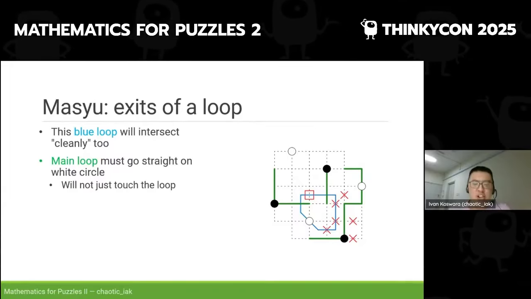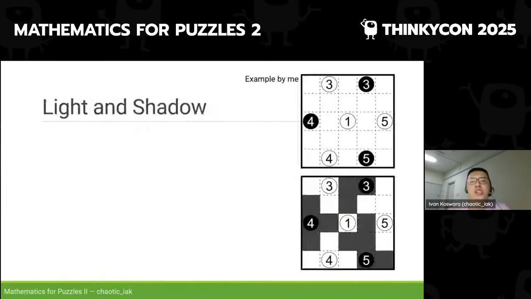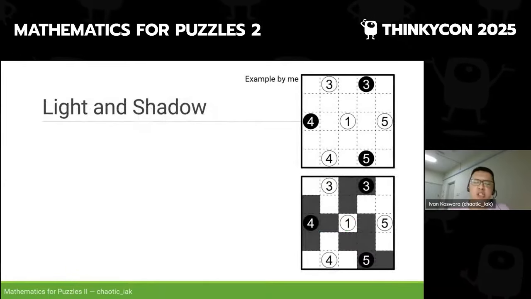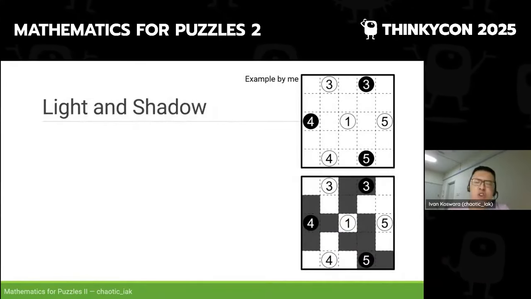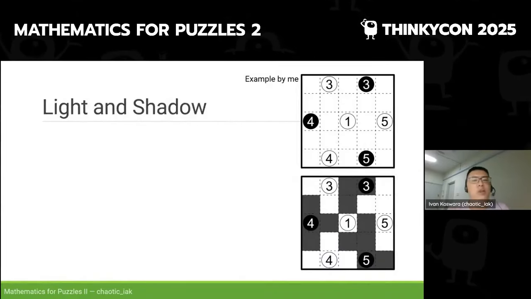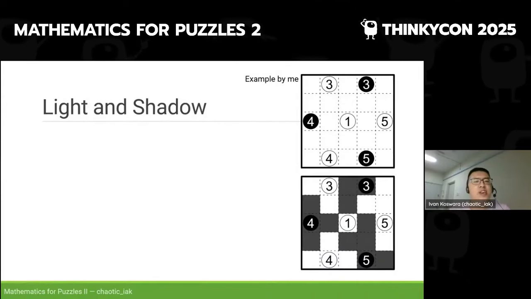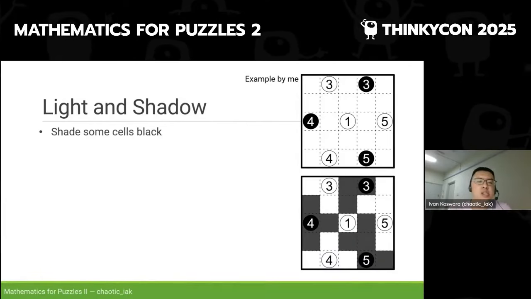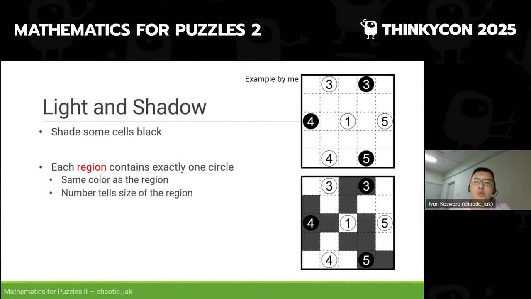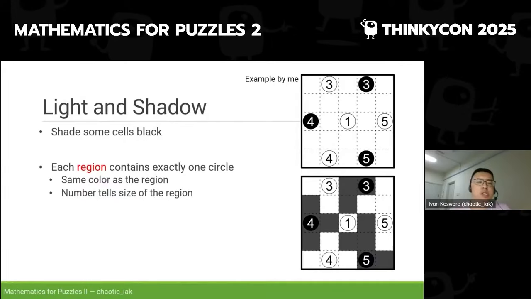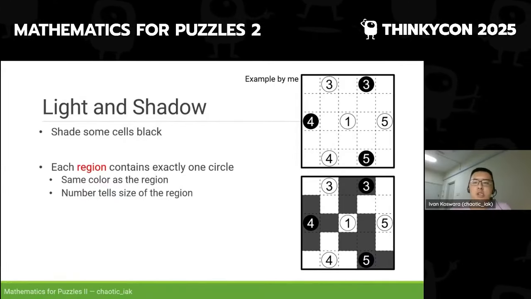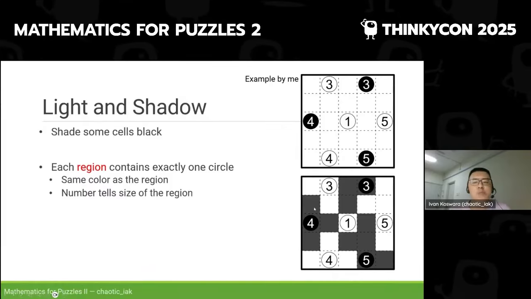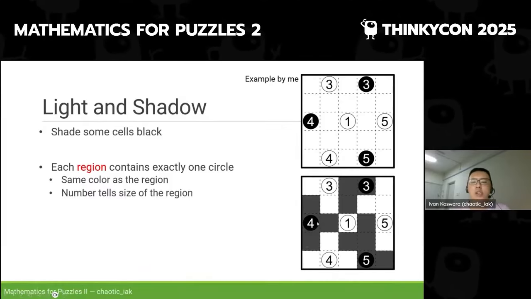And finally, we are going to talk about one last genre called Light and Shadow. This is not really related to the Jordan curve theorem, but it is related to the proof that we talked about. In Light and Shadow, the goal is to shade some of the cells black, and each region contains exactly one circle, which will have the same color as the region, and also the number tells the size of the region. So like this T-shaped region is black, it has a black circle, and it has size 4.